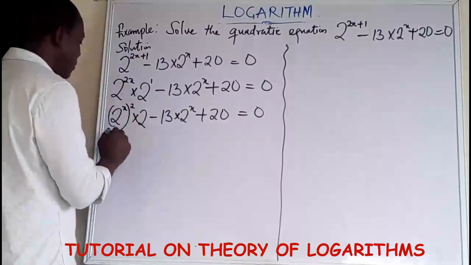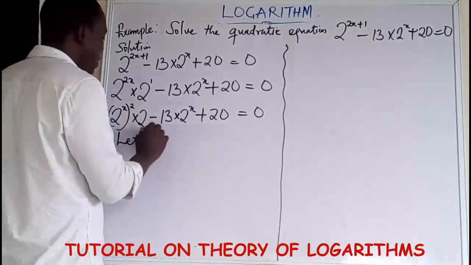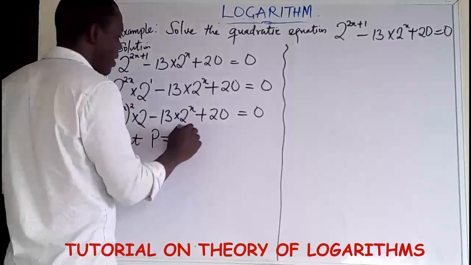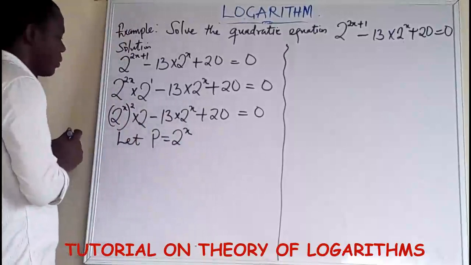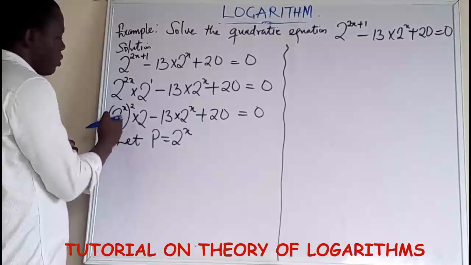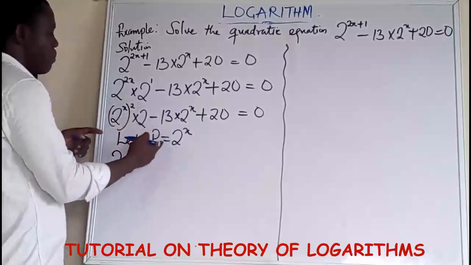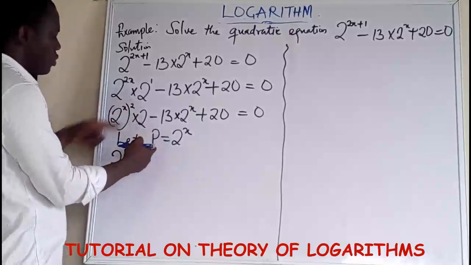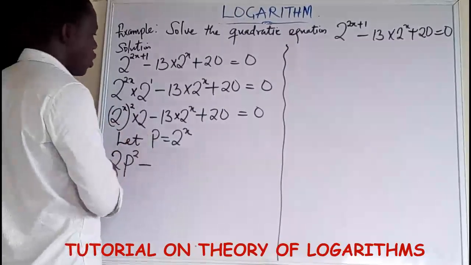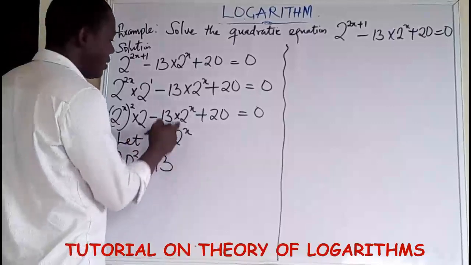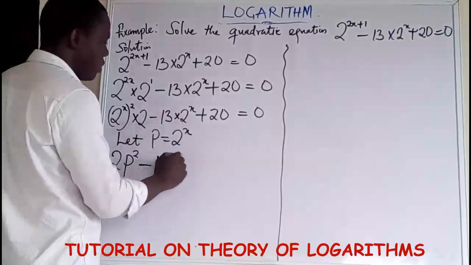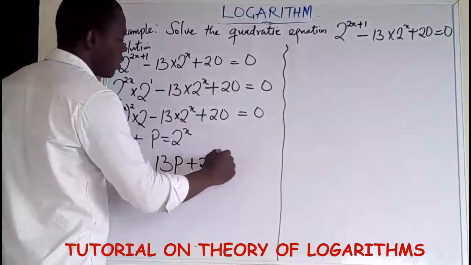So we can now say, let p equal 2 raised to the power x. So we can put it here. I put p here, that is p squared times 2, that's 2p squared, minus 13p plus 20 equal to 0.